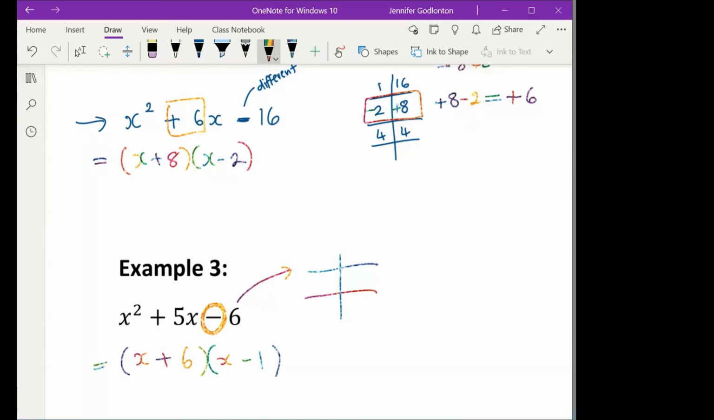If you were doing this, I'm just going to write them out. So we're going to have 6 and 1 or 1 and 6, and then we're going to have 2 and 3. And some of you are going to be like, well, why couldn't I use 2 and 3? Because 2 plus 3 is 5. Can someone tell me why I can't use 2 and 3? Because it doesn't add up to 5. 2 plus 3 gives me 5.